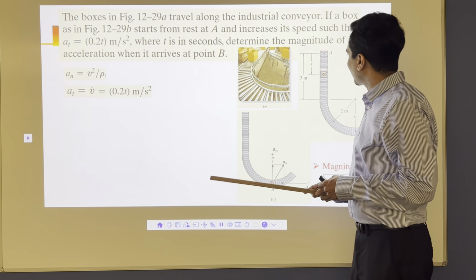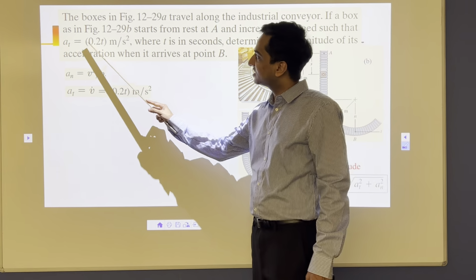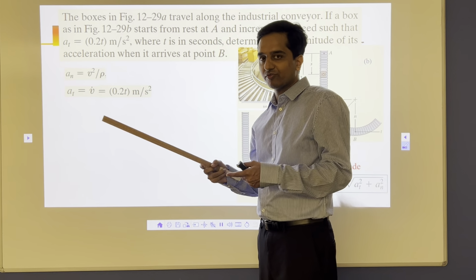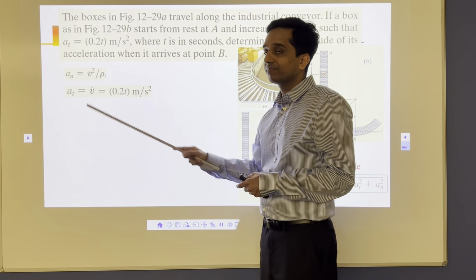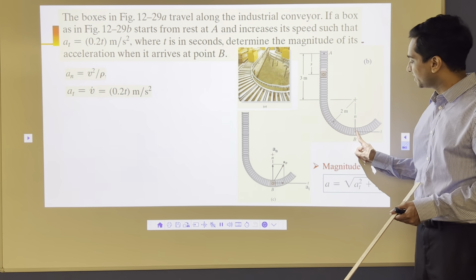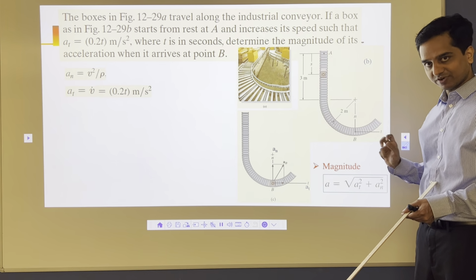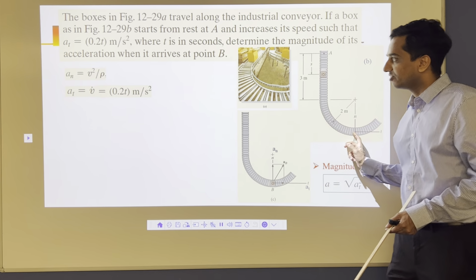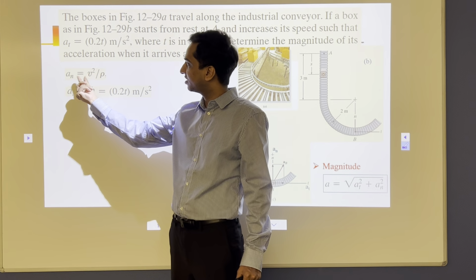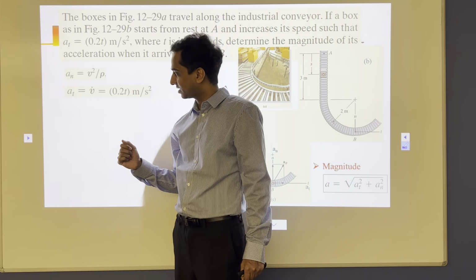Now, instead of velocity, we have an acceleration profile of 0.2t. Based on that, we have to figure out what its velocity could be when it comes to point B. We don't know the velocity at any given point, but we need the particular velocity at point B. If we have that velocity, we can put it here and we'll get AN. We don't have that yet.